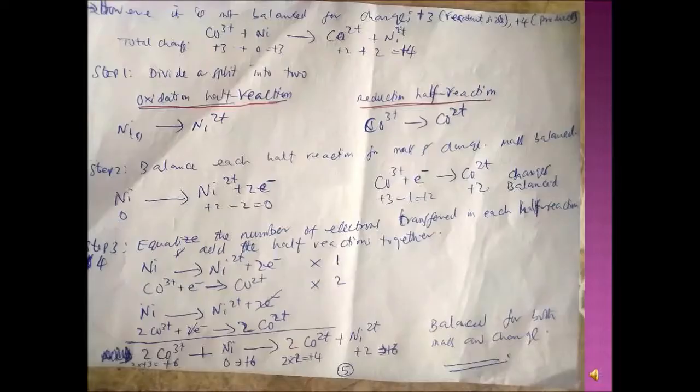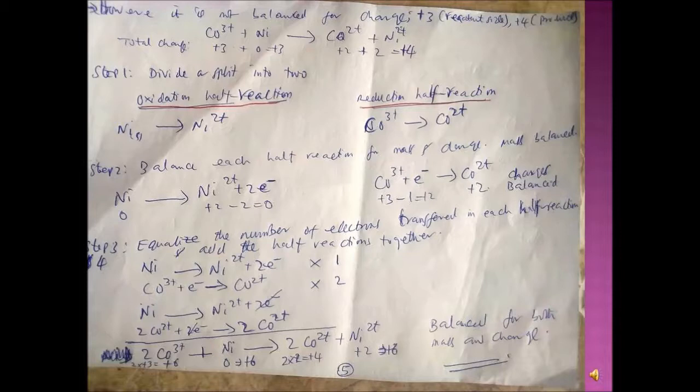But look at it here, it is not balanced for charge. Why? Because if you look at the charge, cobalt has +3, nickel 0, that means the total charge on the reactant side is +3, and then the total charge on the product side is +4, because we have +2 for cobalt and +2 for nickel. So 2 plus 2 gives us +4. Now let's follow the 4-step process that I told you of earlier.